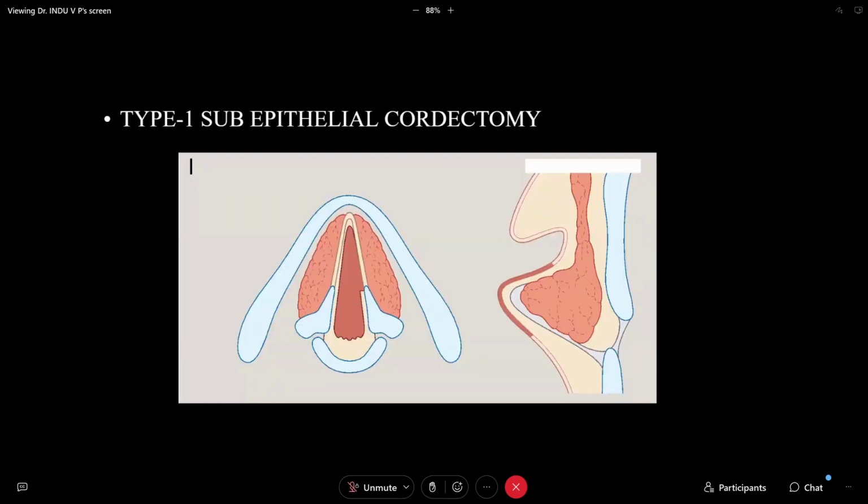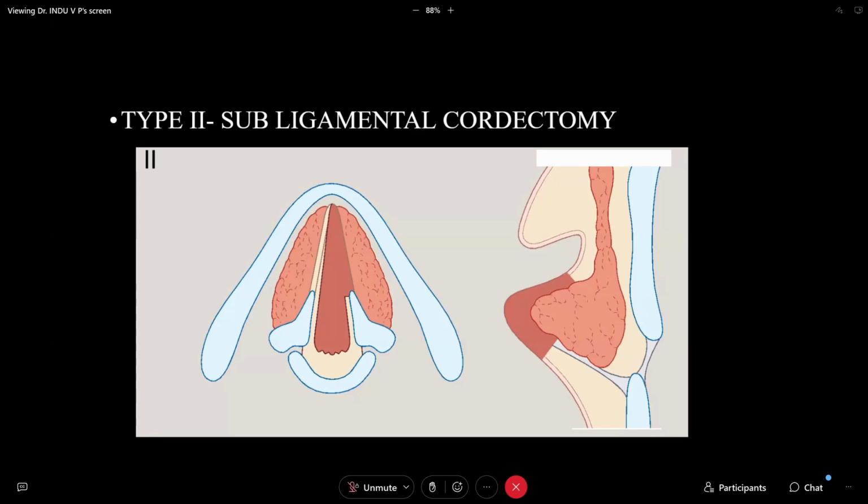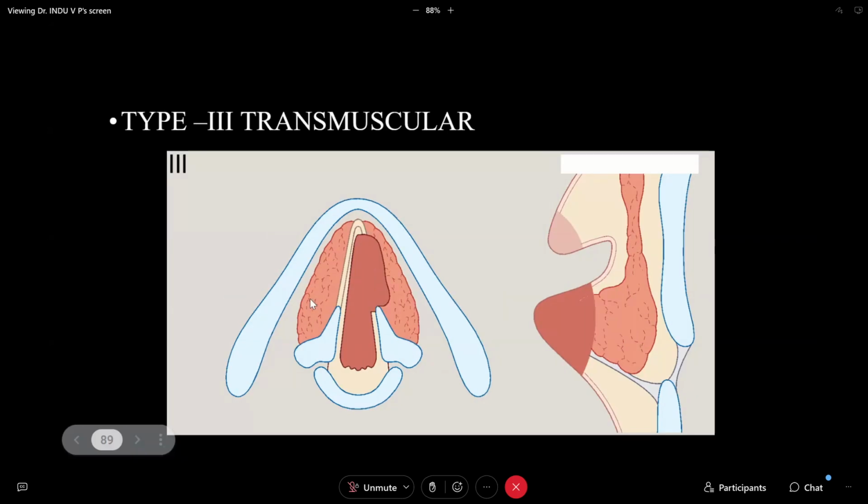Coming to the classification in the glottis, the European Laryngological Society divided it into 6 types. One is subepithelial cordectomy, where we are removing the epithelium of the vocal cord. That is applicable for early glottic vocal cord carcinomas. And the subligamental cordectomy, here we are resecting the epithelium and the vocal ligament through the Reinke's space and vocal ligament. And the transmuscular cordectomy, we are resecting the vocal fold down into the vocalis muscle.